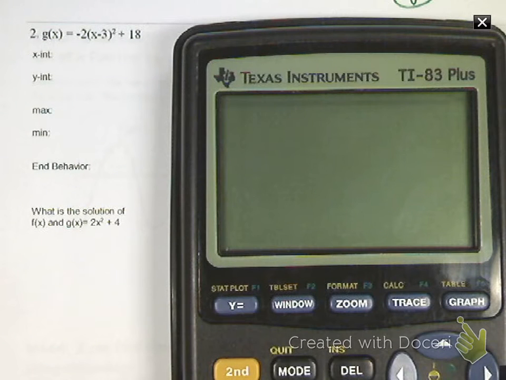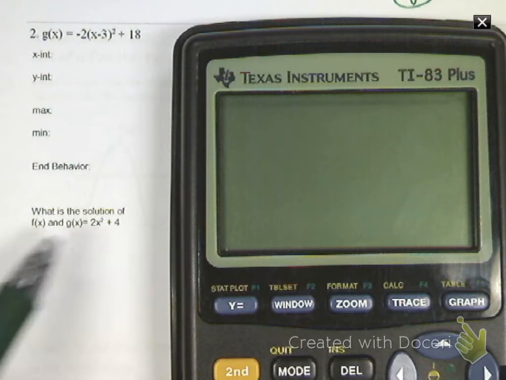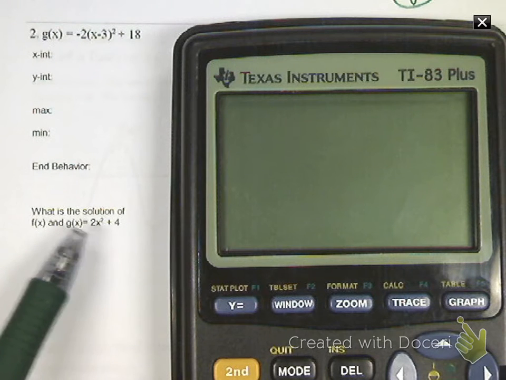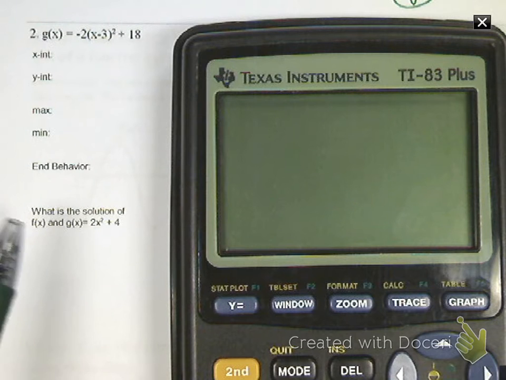Hello, in this lesson we are looking at graphical analysis. This is part 2 of the calculator version of graphical analysis. So we're finding the x-intercept, y-intercept, maximum, minimum, end behavior, and also the solution of basically a system of equations. So that said, let's go ahead and get started.